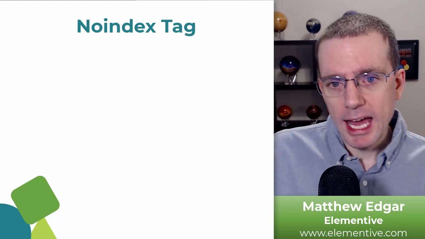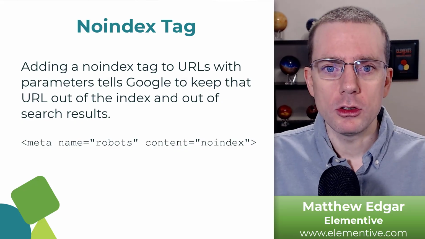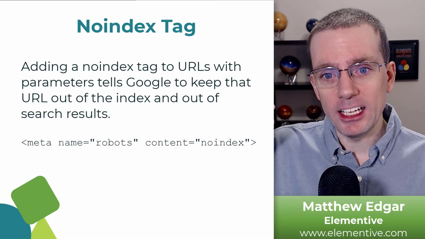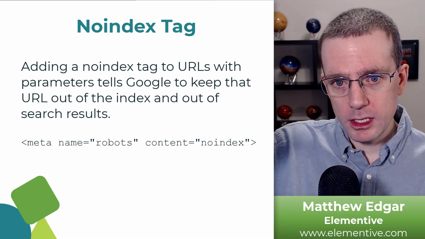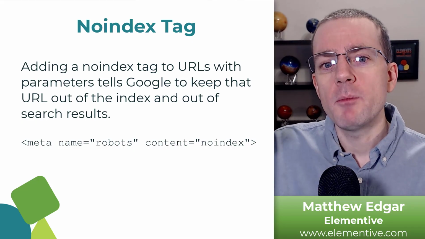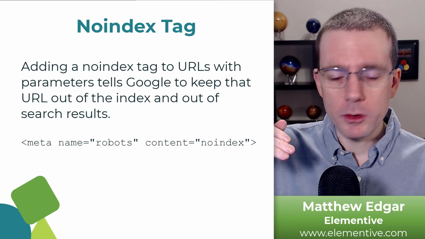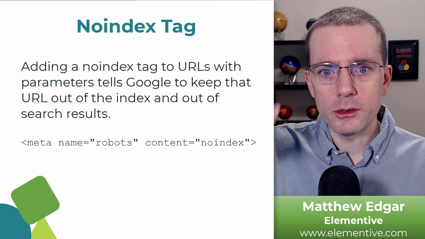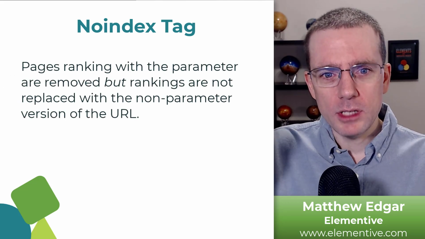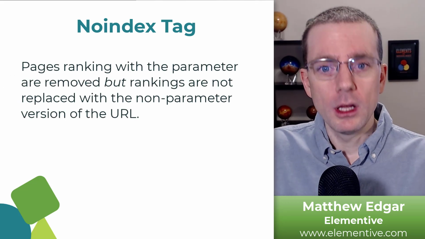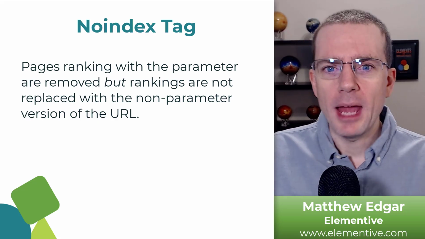Now, another option we have is a noindex tag. So if you add a noindex tag to the URLs that include parameters, you're telling Google, hey, if you see a URL with these parameters, keep it out of the index, keep it out of search results. This can be effective, especially if you have lots of pages ranking in search results with problematic parameters. The downside is that once you tell Google to remove it from search results, Google will remove it from search results, but they won't replace it with another page.